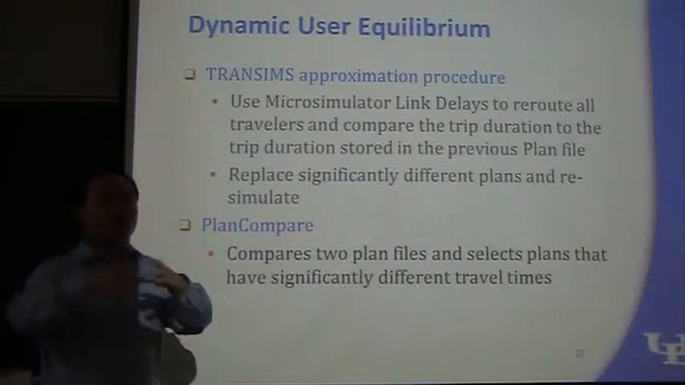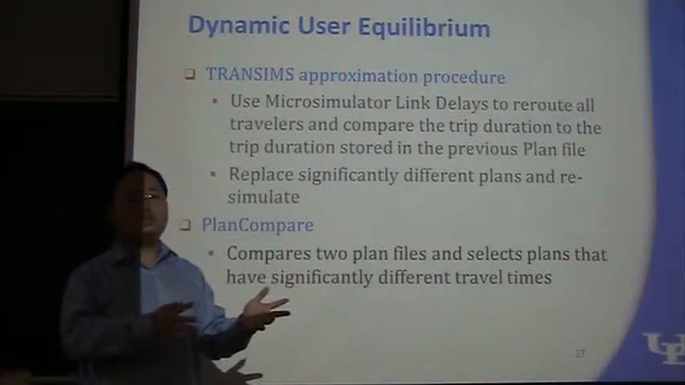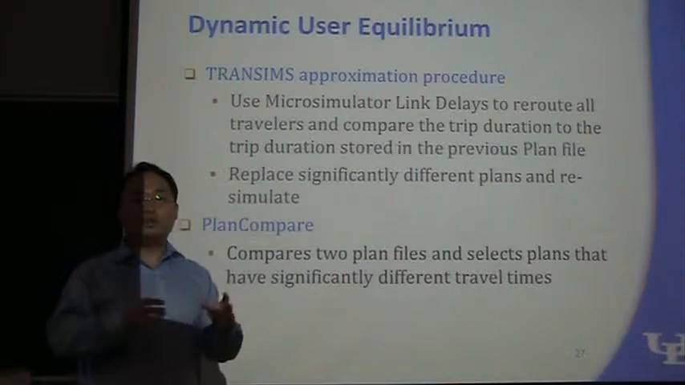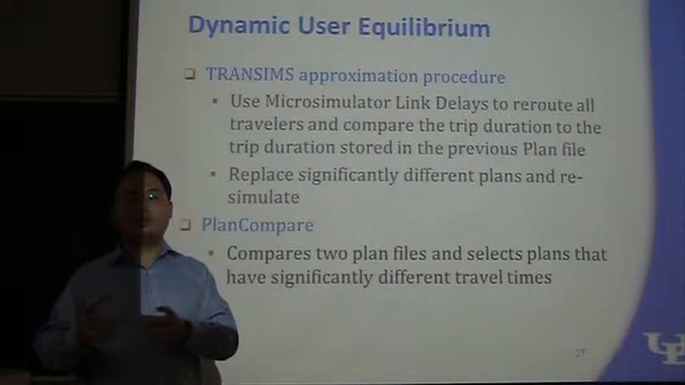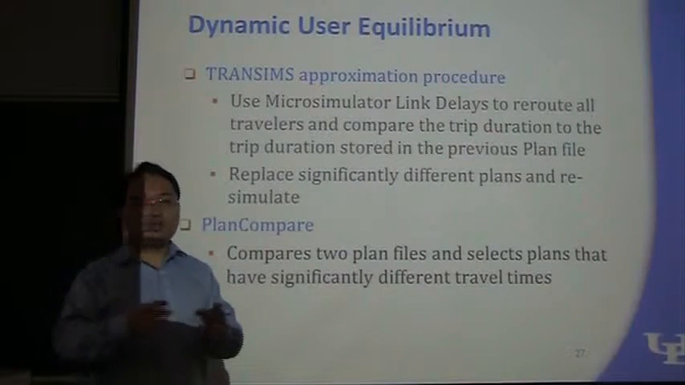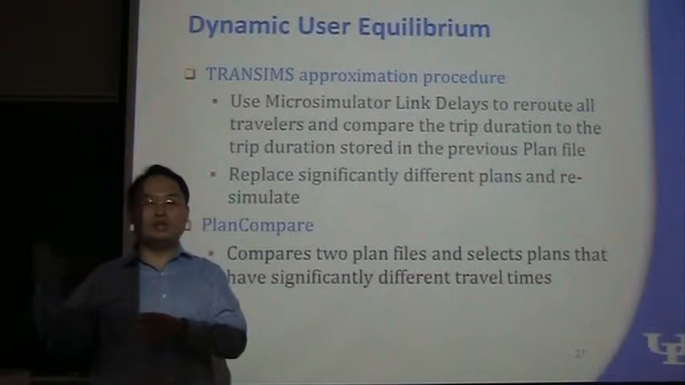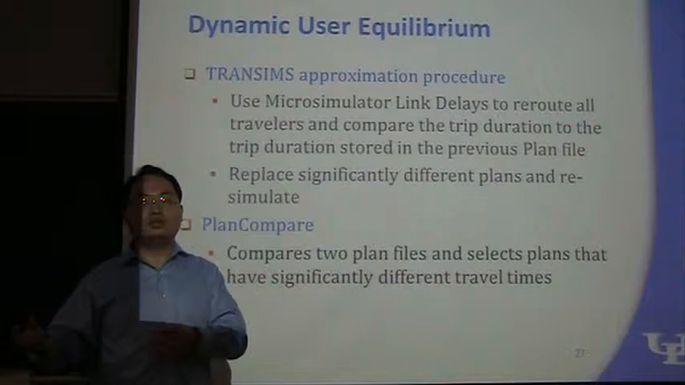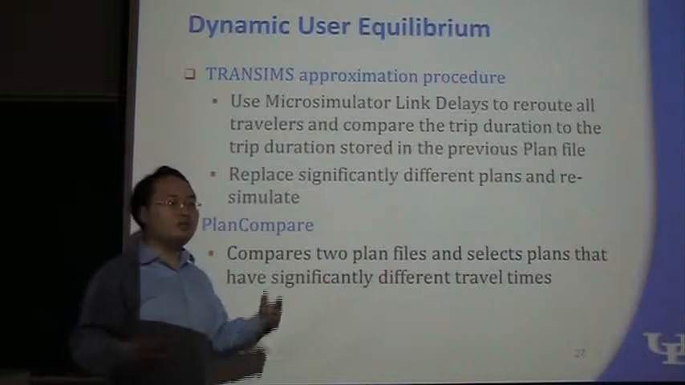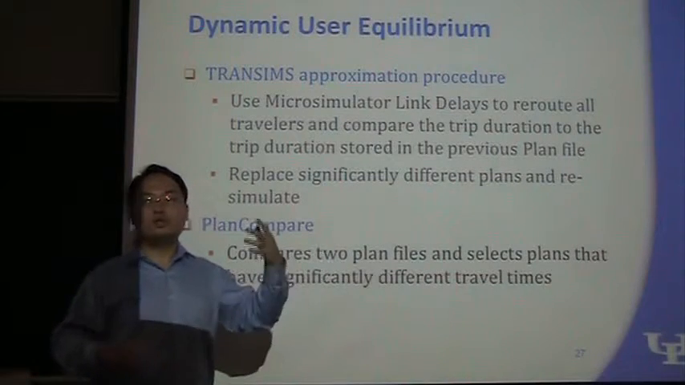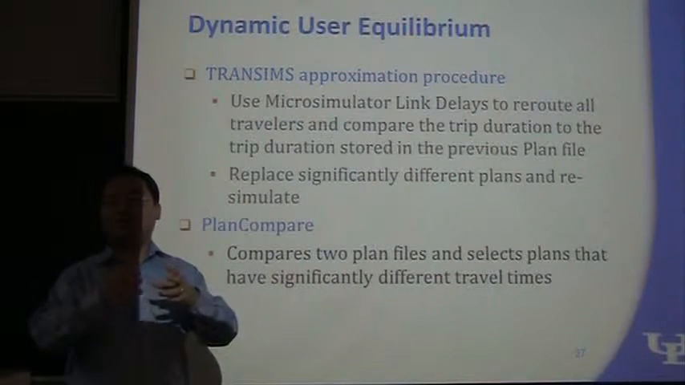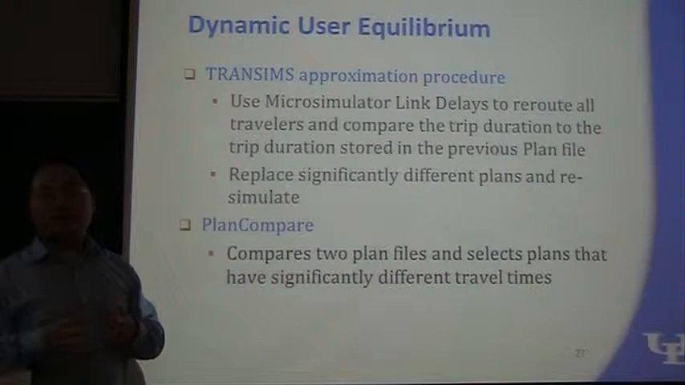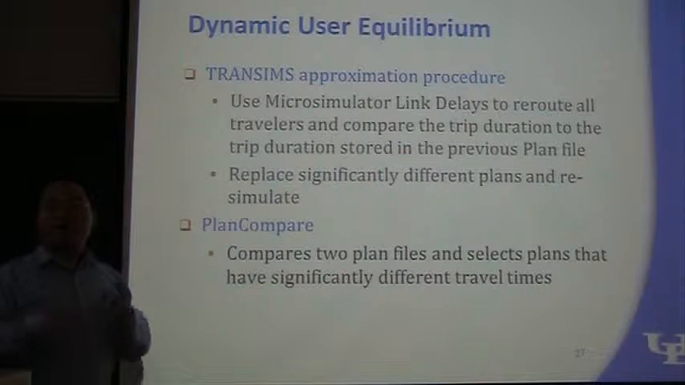Let me say that again. So you have a plan. You put a plan into microsimulator. Then this plan is run. Then the output of microsimulator will be a new link delay file. And you put this link delay file back to router and run router again. Then you get a second plan file. This plan file, if it is very close to the plan file in the beginning, which was the input of microsimulator, then you say we have reached dynamic user equilibrium. But if they are very different, then we say the user equilibrium has not been reached.